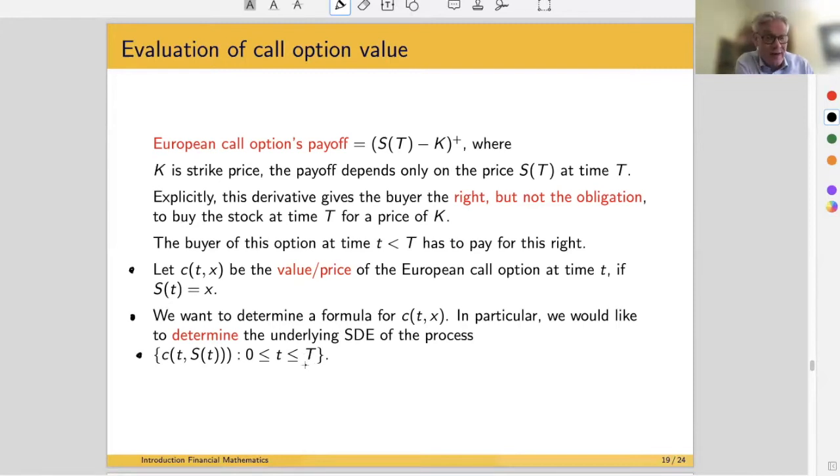We know it at final time, of course, that is our payoff. But we particularly would like to know it at time 0, but preferably we would like to know it at any time. We would like to determine an SDE for the process C. And we will later see that in fact, it will not be an SDE, but we will get to a partial differential equation, a PDE.